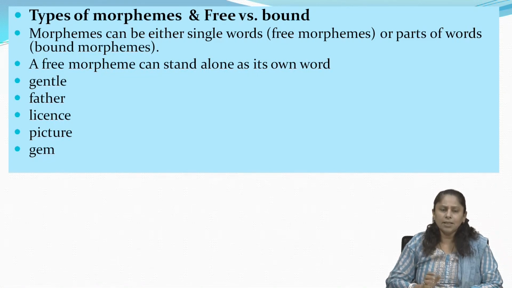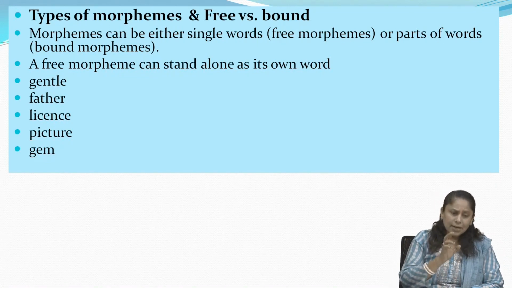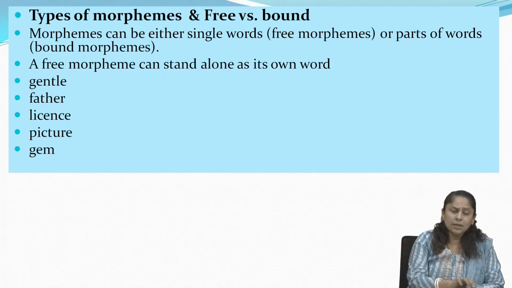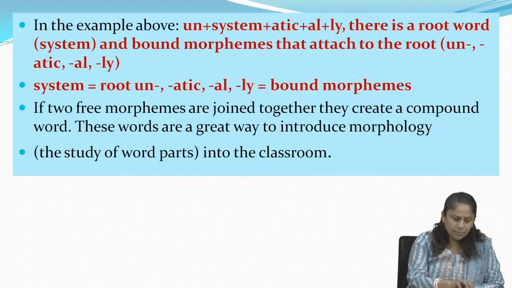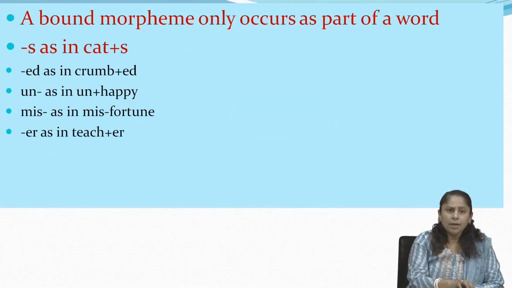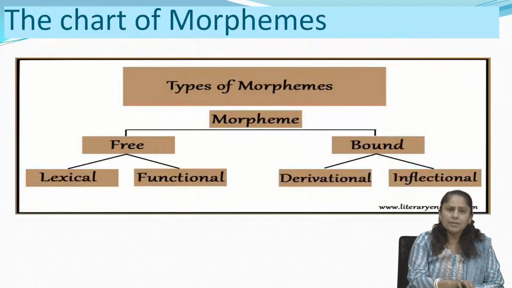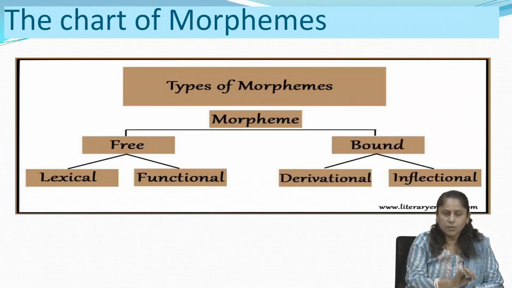Gentle, father, license, picture, gem: these are the single words which show that they are free morphemes. Afterwards we took the words with suffixes, then we took the word unsystematically as an example, and before that let us discuss the chart of morphemes.